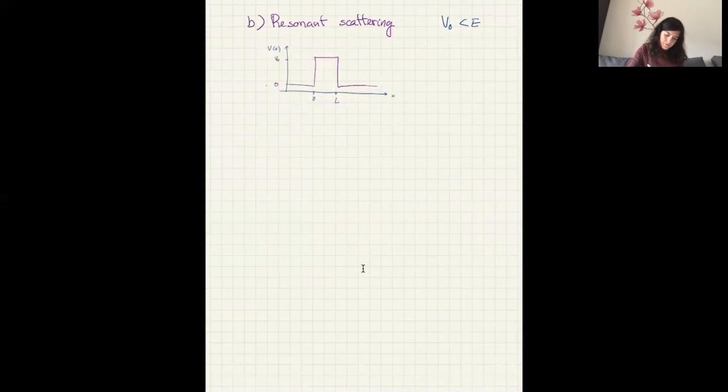Now we'll have E to be somewhere here. And we know that we'll have some incoming wave. Let me try to do it more properly, I'll just do it down here. Some incoming wave.